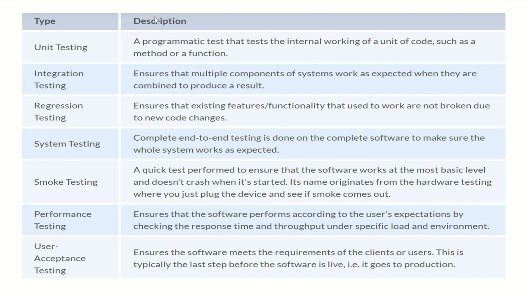Integration testing ensures that multiple components of the system work as expected when they are combined to produce a result. Regression testing ensures that existing features and functionality that used to work are not broken due to new code changes. Next, coming to system testing, complete end-to-end testing is done on the complete software to make sure the whole system works as expected.